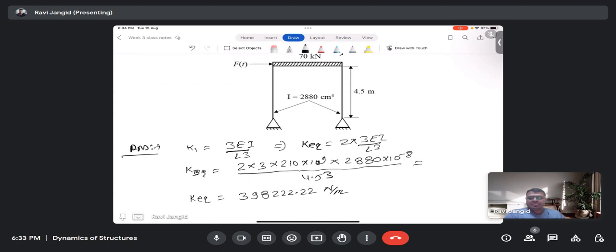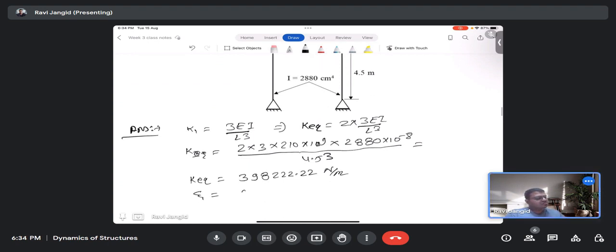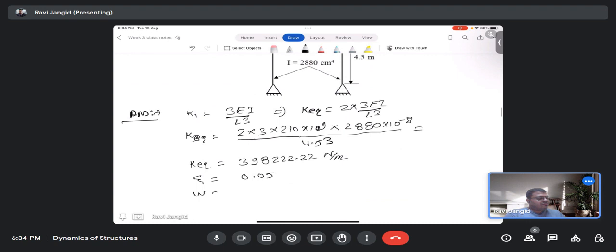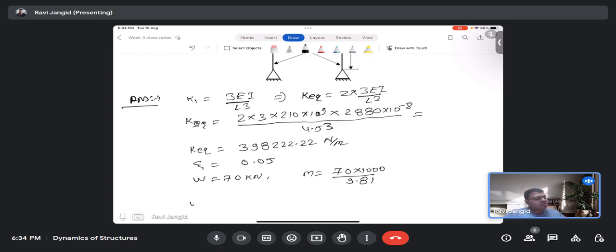Yes, correct. Okay. And you have been given the damping as 5%, and the weight of the system is given to you as 70 kilonewton. So you can find out mass by dividing by 9.8. Okay. So can you tell me what is the natural frequency of the system, omega n?